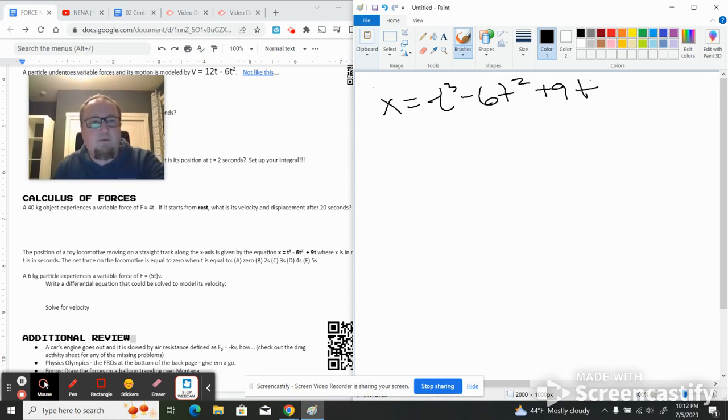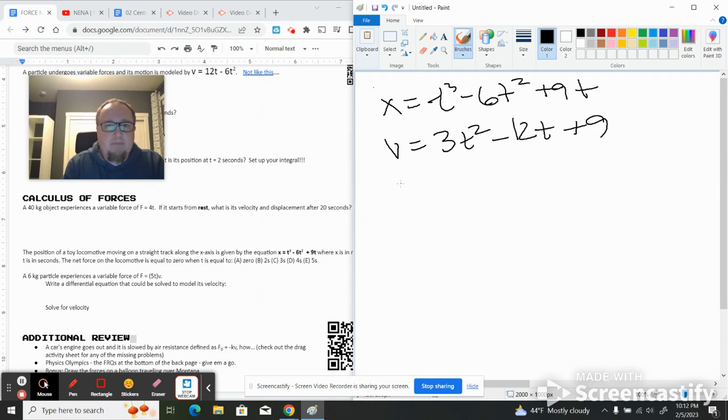Well, to find when the net force equals 0, I need the acceleration. Well, how am I going to get acceleration? Well, I'm going to take the derivative. Velocity is 3t squared minus 12t plus 9. And if I take the next derivative, I get acceleration, 6t minus 12.